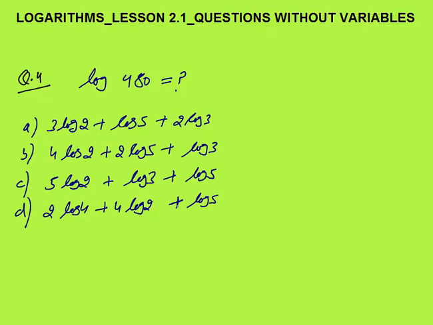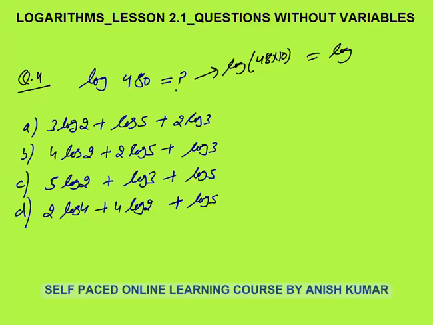These 4 options are given to you. Now one conceptual way would be like this: log 480, this is 48 into 10, then write this as 8 into 6 into 10, then simplify according to the option choices, because you can break this number in many ways.